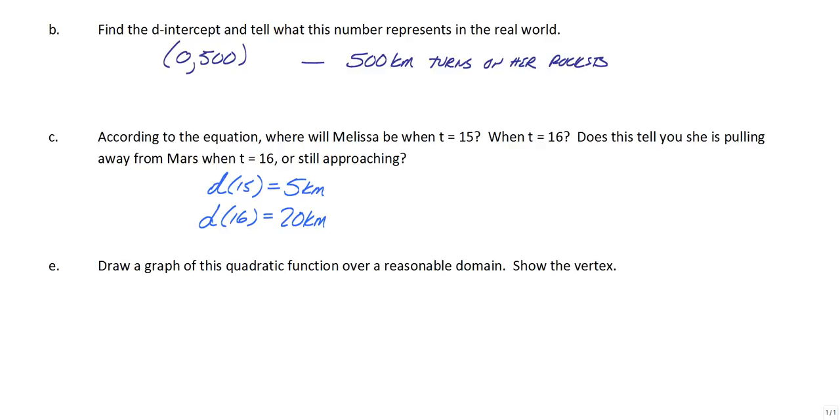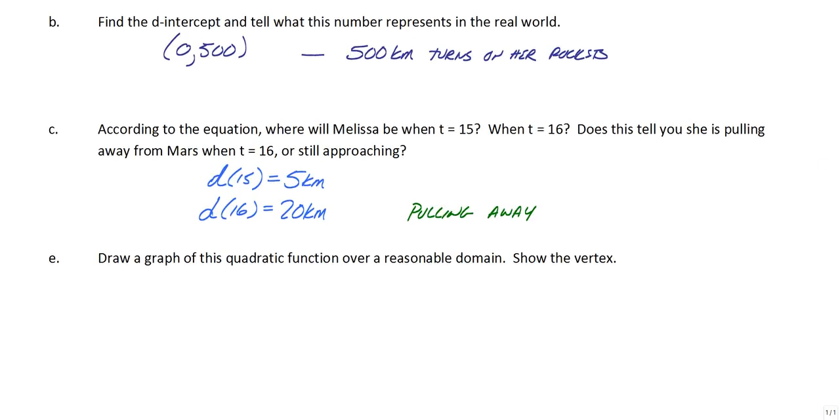So, does that tell us if she is approaching Mars or if she's pulling away from Mars? Since the distance from Mars is getting bigger, it means she's pulling away. Okay? So that's what's happening.